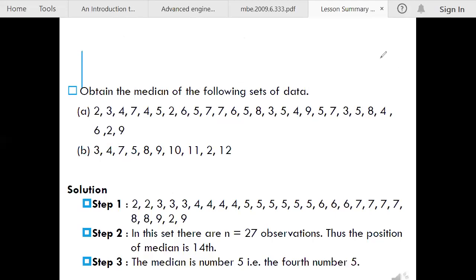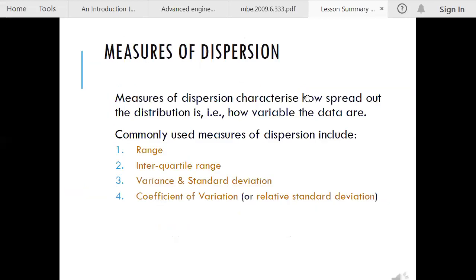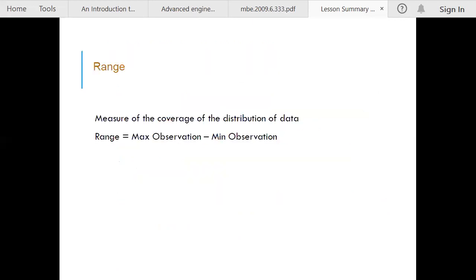Good. So the next thing we talked about was how to find the range, the interquartile range, their usefulness, and also how to find the variance, the standard deviation, and the coefficient of variation. And the first thing we talked about was in relation to the range. We looked at the range first.